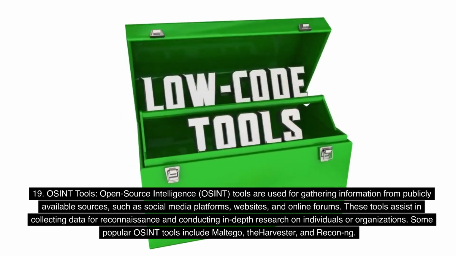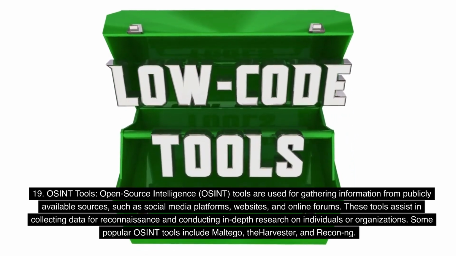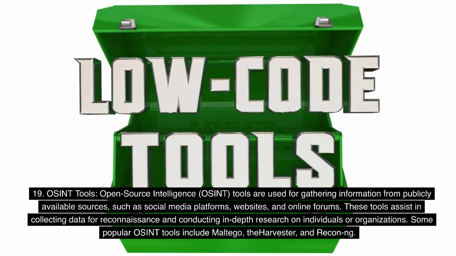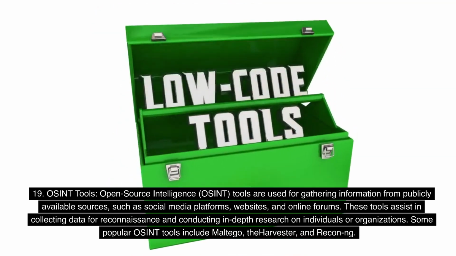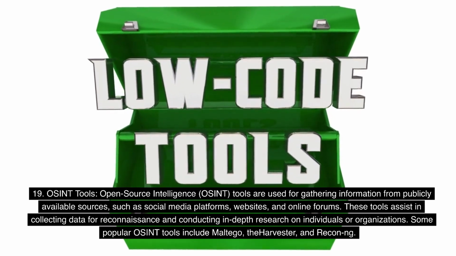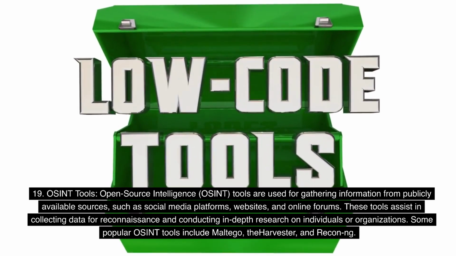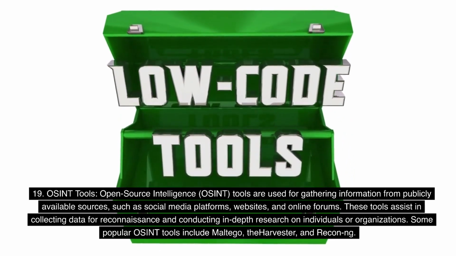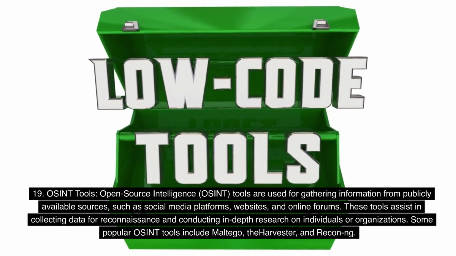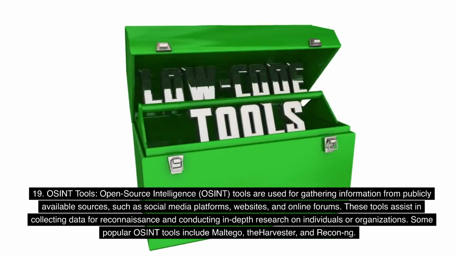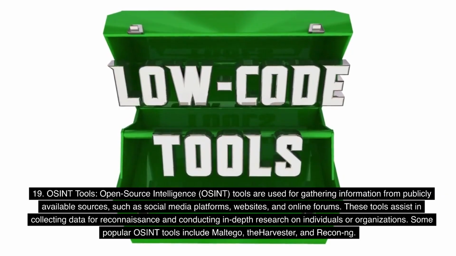19. OSINT tools. Open Source Intelligence, OSINT, tools are used for gathering information from publicly available sources, such as social media platforms, websites, and online forums. These tools assist in collecting data for reconnaissance and conducting in-depth research on individuals or organizations. Some popular OSINT tools include Maltego, theHarvester, and Recon-ng.